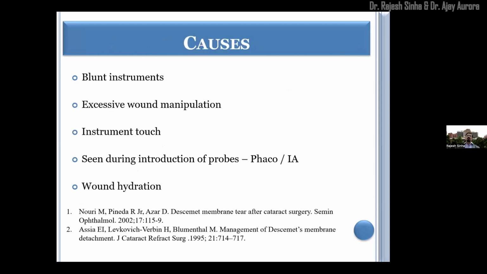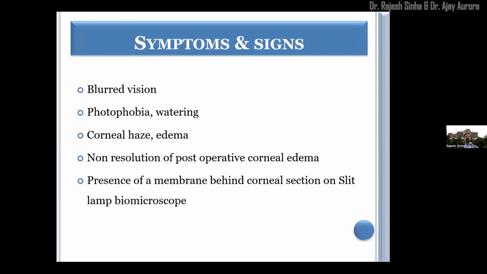And as I said, the most common causes are use of blunt instruments entering into the eye that can result in Descemet membrane detachment, sometimes due to excessive manipulation, sometimes even doing a wound hydration can cause Descemet membrane detachment. And if somebody does develop Descemet membrane detachment, there is persistent corneal edema, there is blurred vision, there can be corneal haze, which is visible directly.